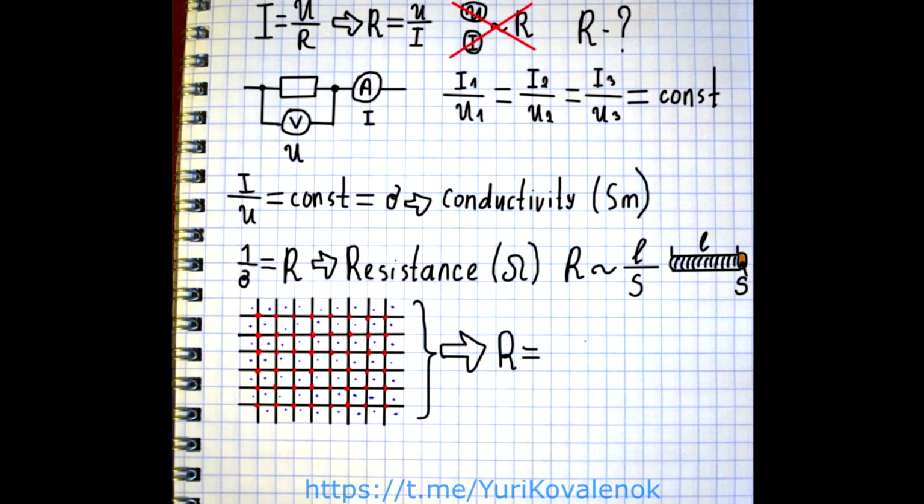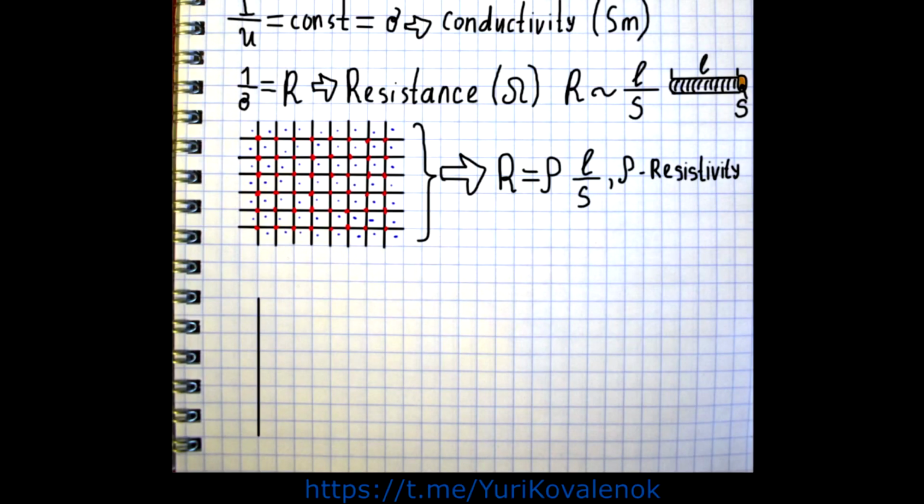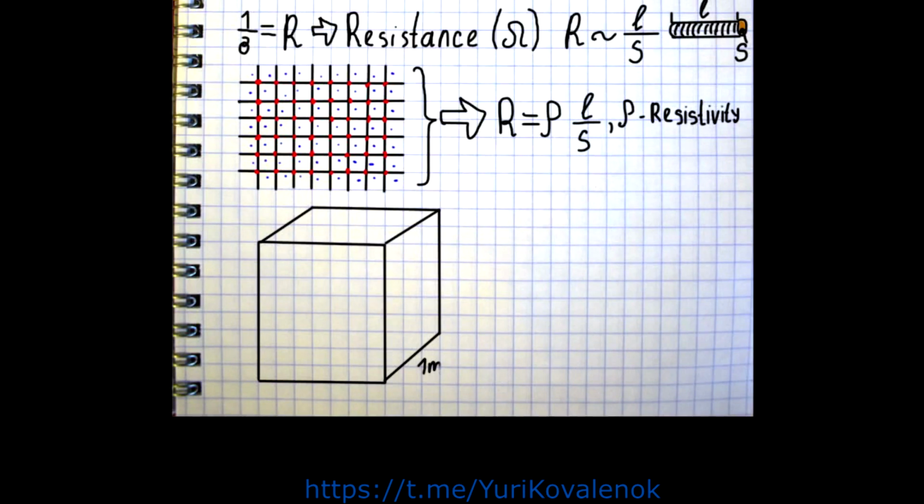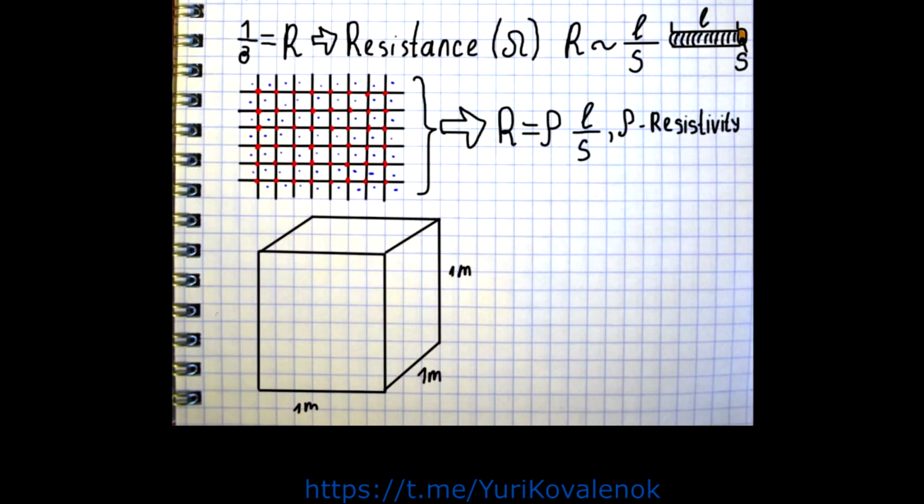The value that characterizes the type of conductor is called resistivity and is denoted by the symbol rho, the same as the density of matter. If you want to know what the resistivity is, you should take a cube of material with an edge length of 1 meter and measure its resistance. Thus, the resistance of this cube is equal to the resistivity.